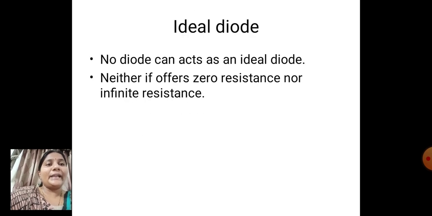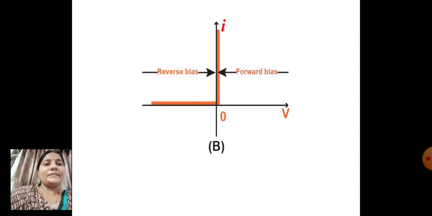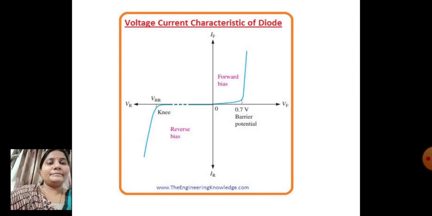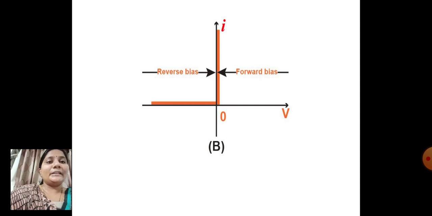But coming to the ideal version, the diode starts conducting current sharply at 0 volts only. And at the same time, coming to the reverse bias condition, at some particular voltage, the breakdown voltage, the diode starts conducting current. Coming to the ideal version, whatever the reverse voltage, the diode will never conduct current, right? This is the ideal behavior of a diode.